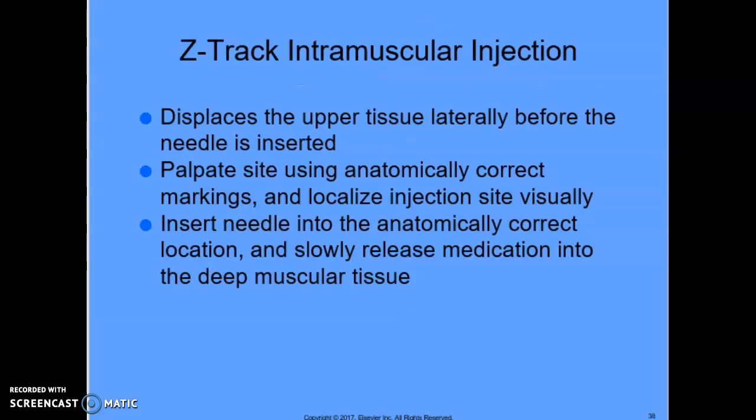So let's talk a little bit about the Z-track. The Z-track intramuscular injection displaces the upper tissue laterally before the needle is inserted. You palpate the site using anatomically correct markings and localize the injection site visually. So you want to make sure that you're in the right site, again, because we're talking about dorsogluteal. You insert the needle into the anatomically correct location and slowly release medication into the deep muscular tissue.